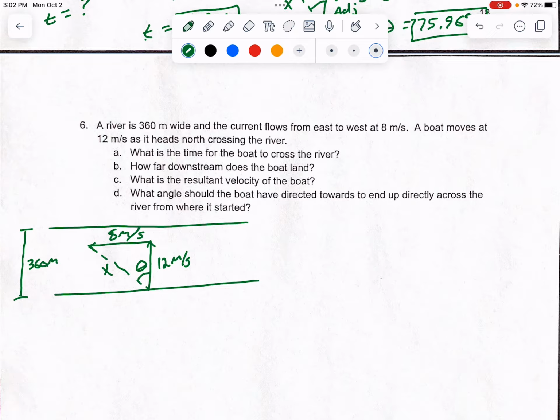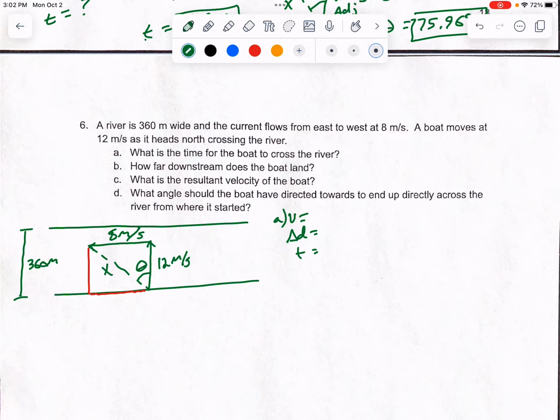So again, if you drew your triangle like this, so say you went left first and then down, that's totally fine. Your angle is just going to be different. Either way, both of our angles should add up to 90 degrees. So part A, it says, what is the time for the boat to cross the river? Did that ask for resultant? Nope. Did it ask for angle? Nope. So that means I can't do SOHCAHTOA or Pythagorean theorem. We're going to do our V, D, and T.